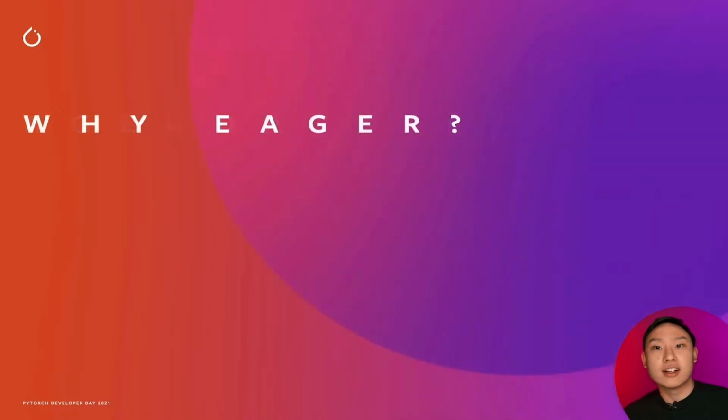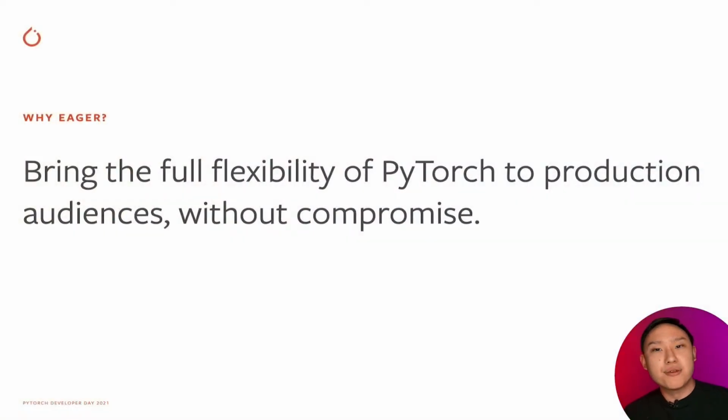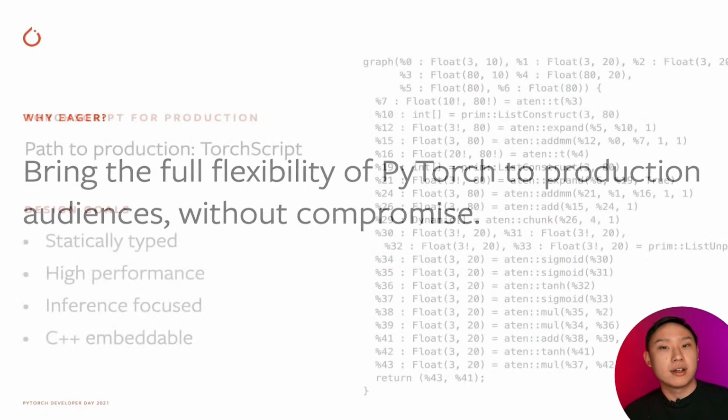So why Eager? The chief goal that we wanted to accomplish was to bring the full flexibility of PyTorch to production audiences without any compromise. People love using PyTorch because it has a very Pythonic look and feel, and they feel they have the flexibility to do anything necessary to experiment with their ideas. And we wanted to bring that experience to a full production stack. So we wanted to make it so that any wild thing that you can do while developing a PyTorch model, you should be able to bring directly to your users without too much additional work.